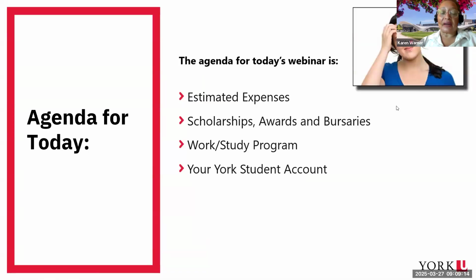Okay, so today I'm going to cover a number of items, estimated expenses. So what is it going to cost you to be a student at York University? And then a little bit of information about the types of resources that are available to you. So our scholarships, awards, and bursaries program being the primary source of funding that students have available to them. And then our work study program, which is also an interesting program, allows you to get valuable Canadian work experience and earn some money while you're a student at York. And lastly, just what your York student account situation will look like, when and how you make payments to the university once you're a student here.